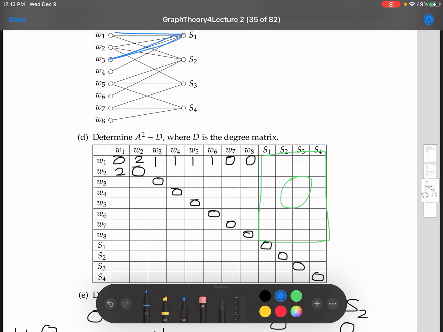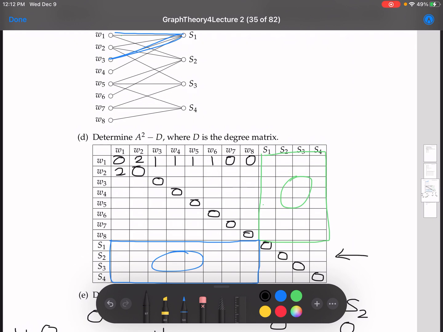And similarly, there are no 2-edge walks from a sentence to a word. And so this whole part will be 0.